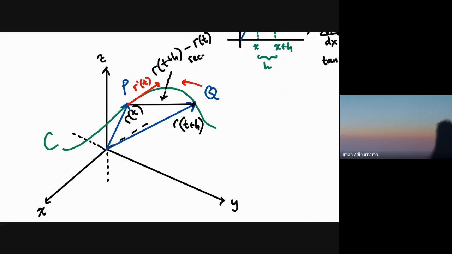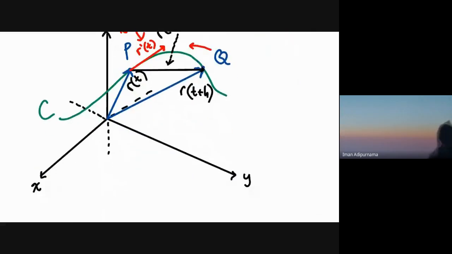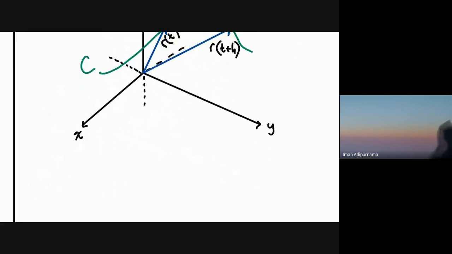So this is the secant, and this is the tangent. Now, because it's a vector, we call it a tangent vector. Okay. Just a few different terms, but basically the concept is similar.